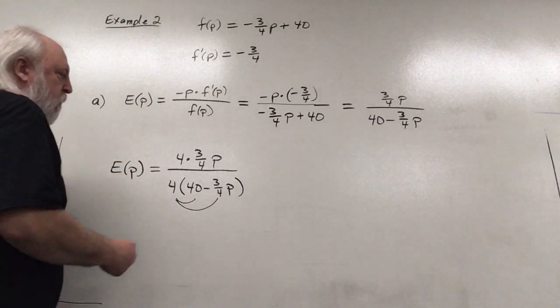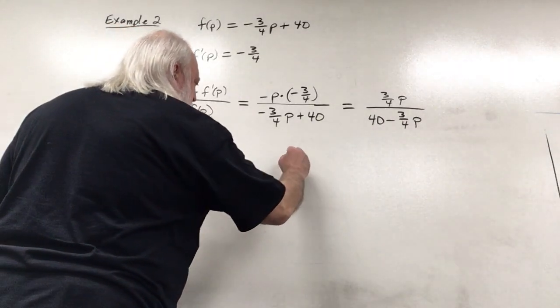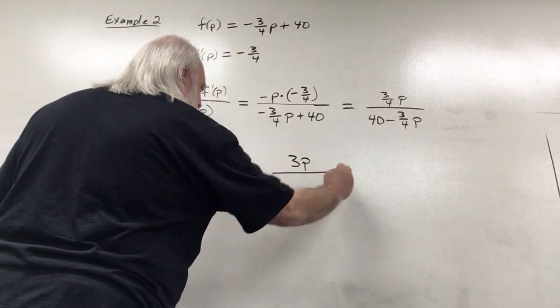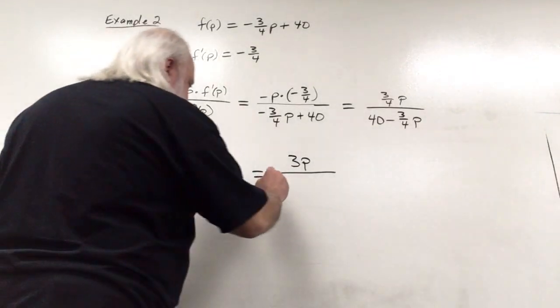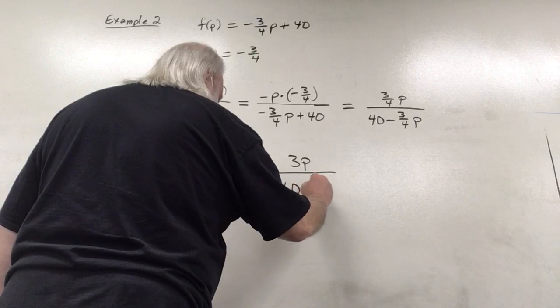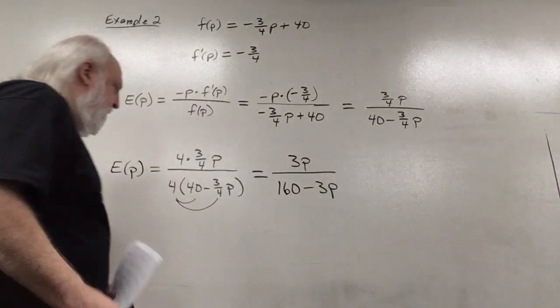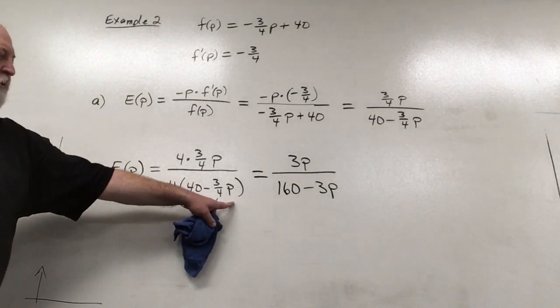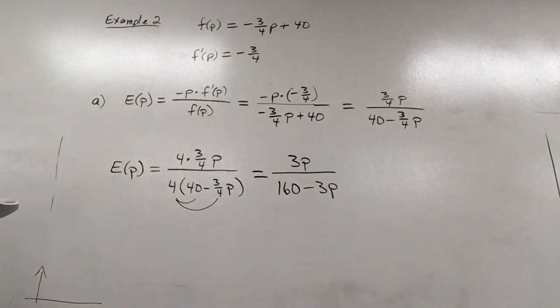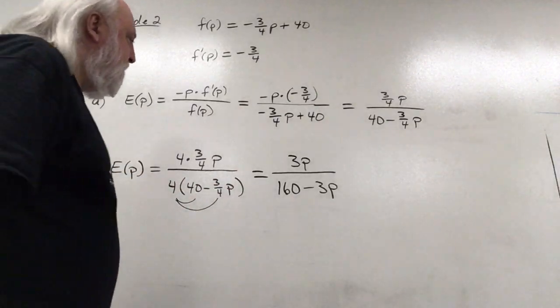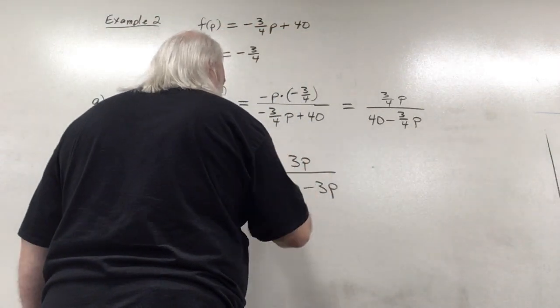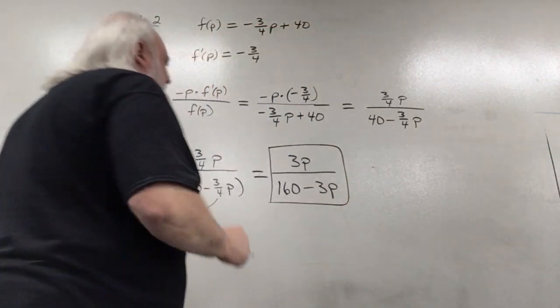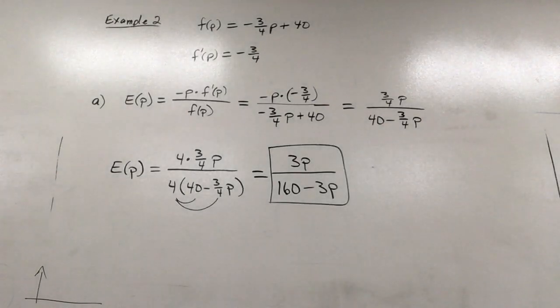In the numerator, 4 times 3/4 is 3. And in the denominator, 4 times 40 is 160. And 4 times minus 3/4 p is minus 3p. So E of P is equal to 3p over 160 minus 3p.